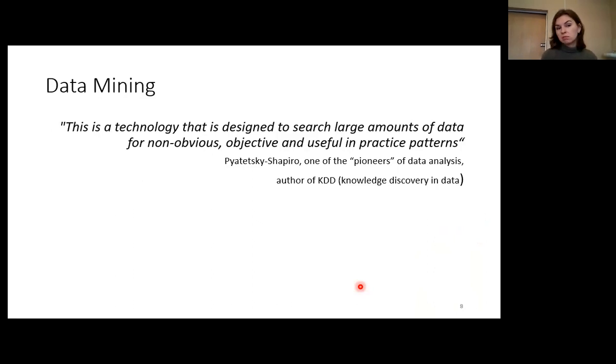A small definition of data mining. It's a technology that is designed to search large amounts of data for non-obvious, objective, and practically useful patterns. Everything we are doing here is actually, in general, data mining. We are trying to find dependencies inside the data. When you calculate correlation, it means that you're trying to find some patterns in your data. When we talk about linear regression, we will also talk about analysis of the data.